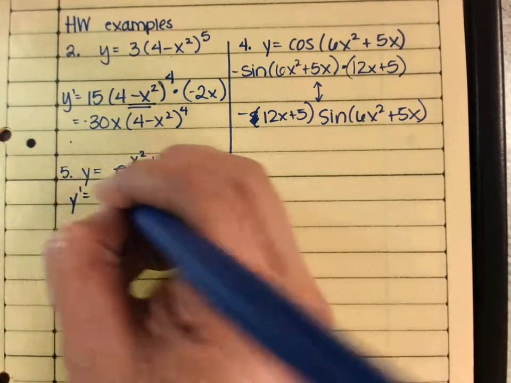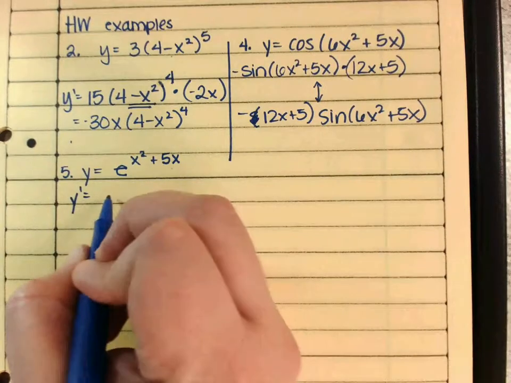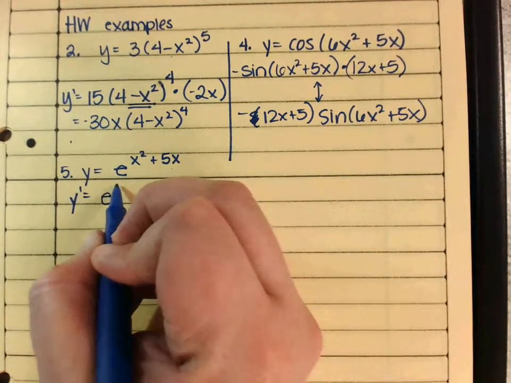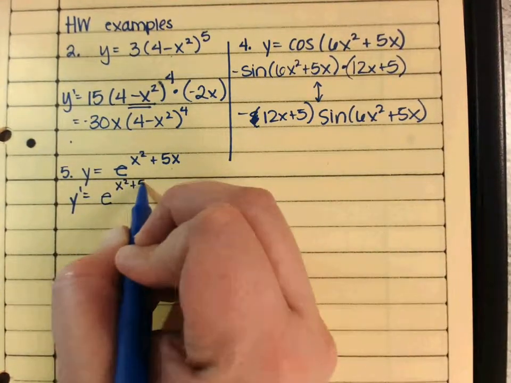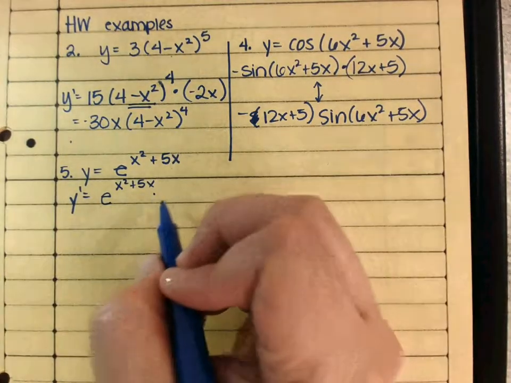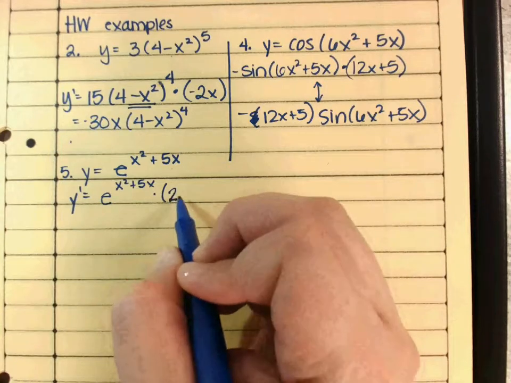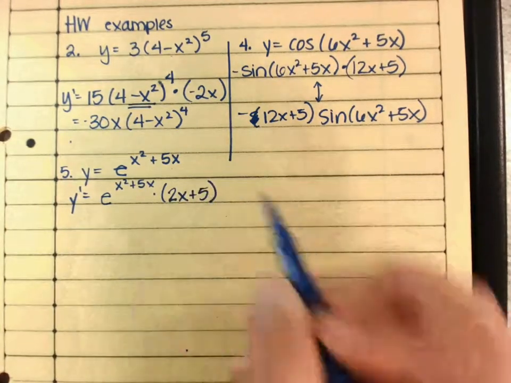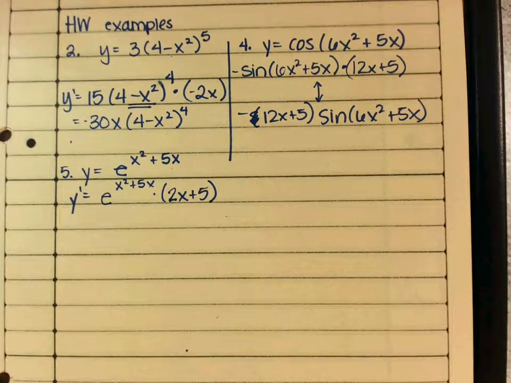y prime would be e to the what? x squared plus 5x, so same thing, but then I'd multiply by the derivative, it would be what? 2x plus 5. Very good. Make sense? Is that a negative on that one? Negative. That is a negative, and then I started to write sine and I just crossed it out. Oh, because you multiplied sine by.